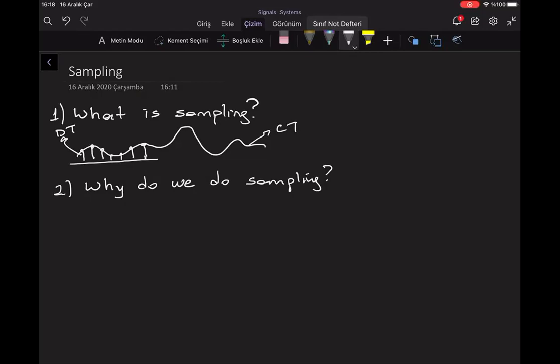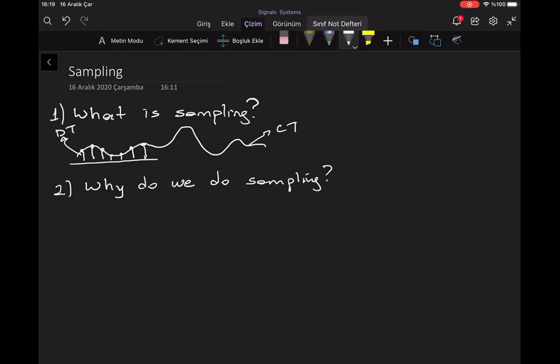Anya said sampling is done to convert a CT signal to a DT signal, since most costly devices easily analyze and process digital signals quickly. Very nice. Why do we do sampling?